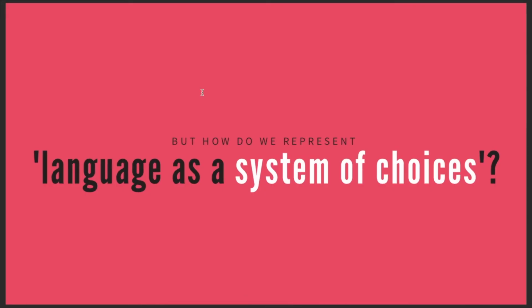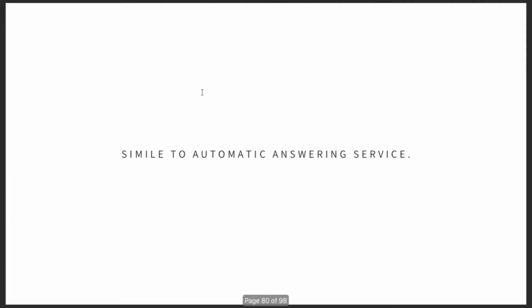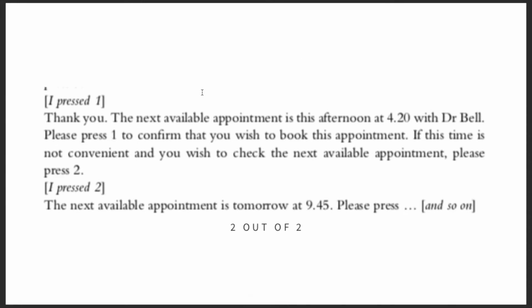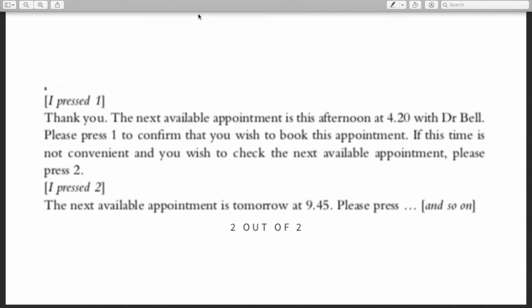Okay, so we also have a question: language as a system of choices. But how precisely do we represent language as a system of choices? To explain this, we have a simile to an automatic answering service. This is an example, and I'll give you time to read it. I think it's in your slides 81 and 82, so if you have the time, just read this one comprehensively.